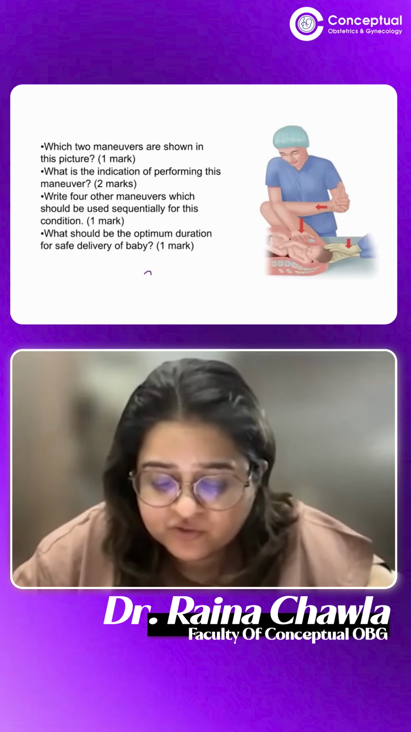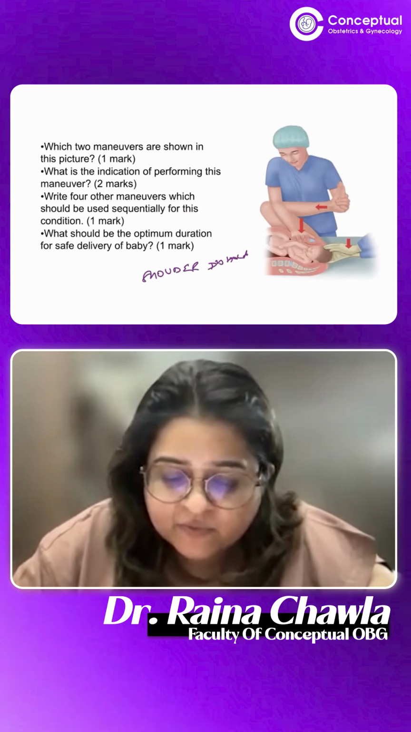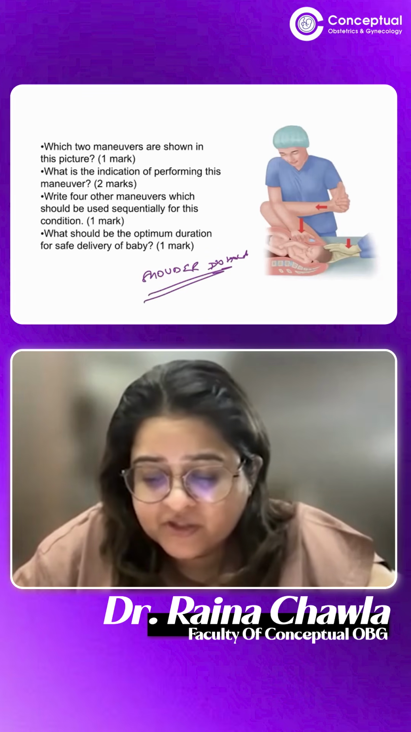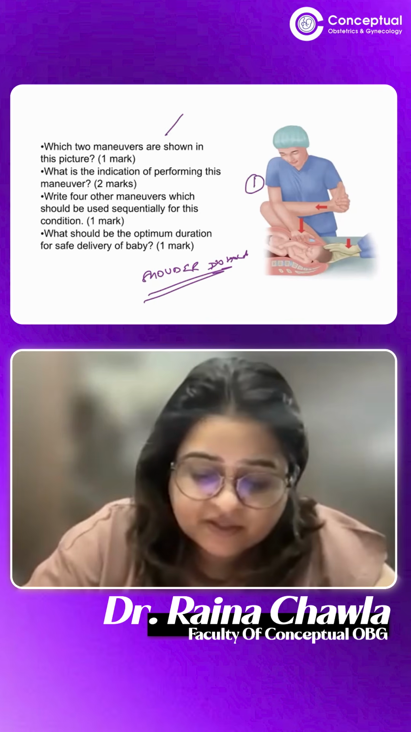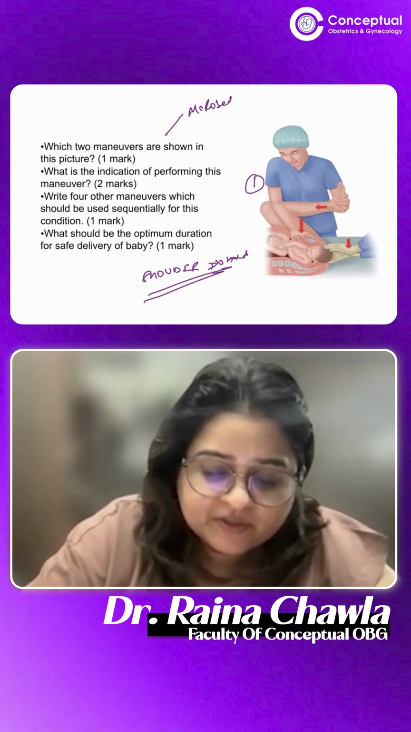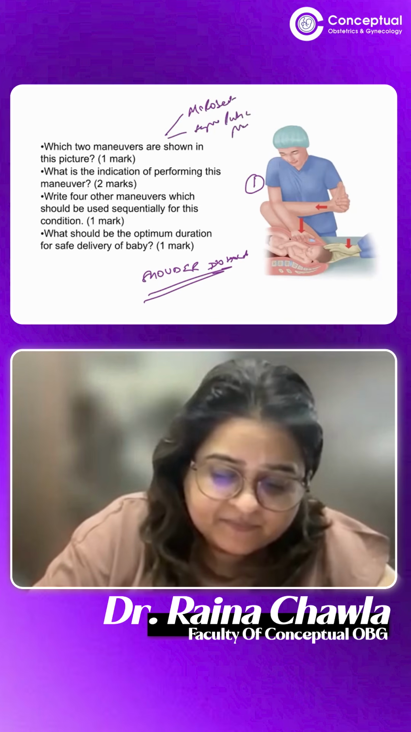Easy question on shoulder dystocia. There was an image given and they had asked which two maneuvers are shown in this picture. So one maneuver which is being shown is the McRoberts maneuver, right? And the other maneuver which is being shown is the suprapubic pressure.